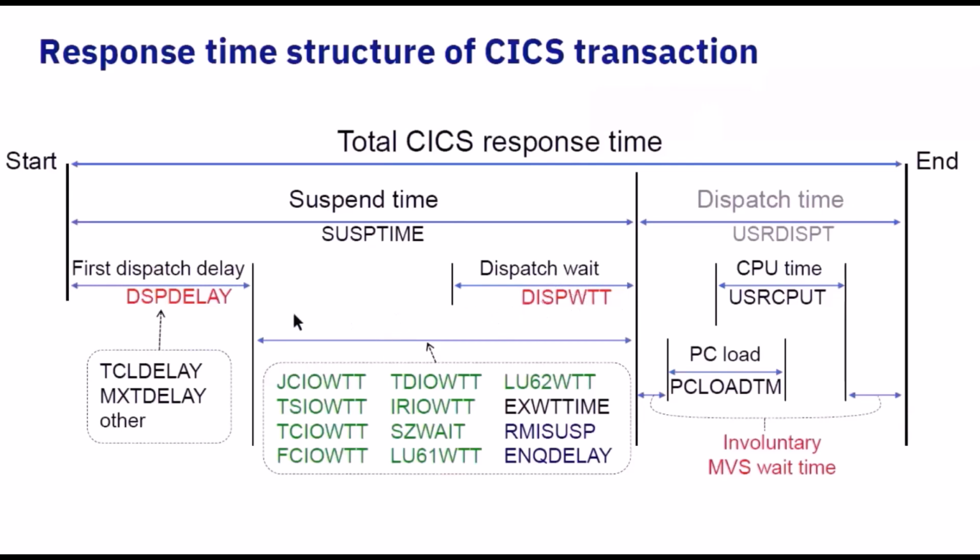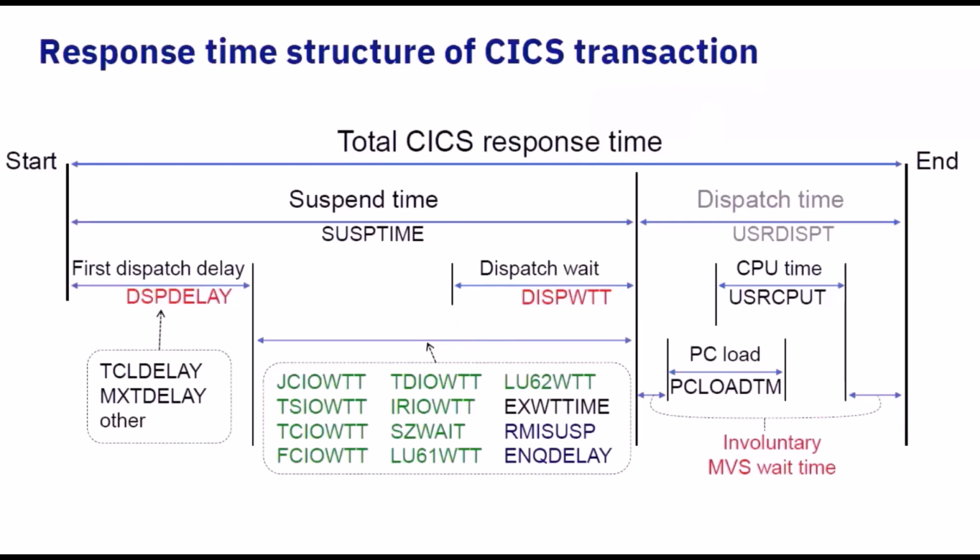And you could see that if you're waiting for first dispatch or you're on a dispatch wait, which means that maybe I issued a file control request, and then next thing I know, the file control request completes, but the QRTCB, or the TCB I'm waiting for, is busy with another task, and so I have to wait in line to get access to that particular TCB.